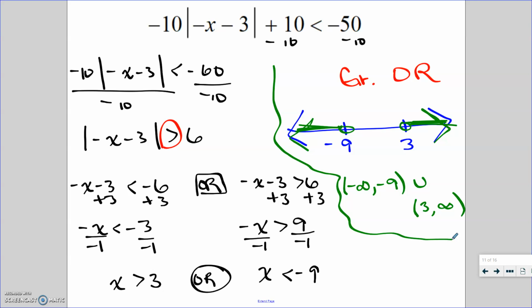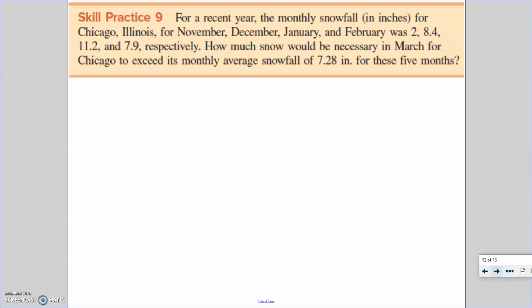All right, cool. So that's absolute value inequalities. This last problem that we're going to take a look at is a word problem. And it says, for a recent year, the monthly snowfall in inches for Chicago, Illinois, for November, December, January, and February was 2, 8.4, 11.2, and 7.9 inches, respectively.